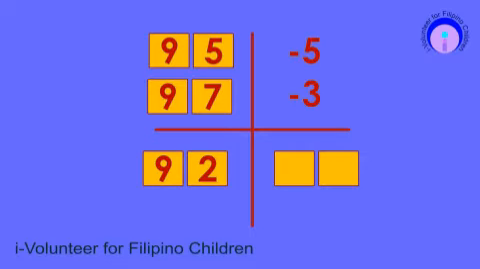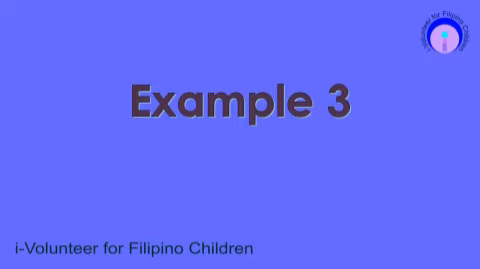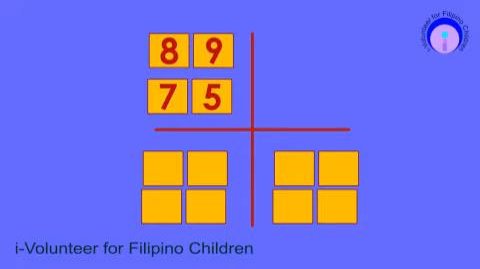Okay, let's go to the next step. 5 times 3 is equal to 15. Now, the product is 9,215. That easy. Let's have another example. Let's multiply 89 times 75.